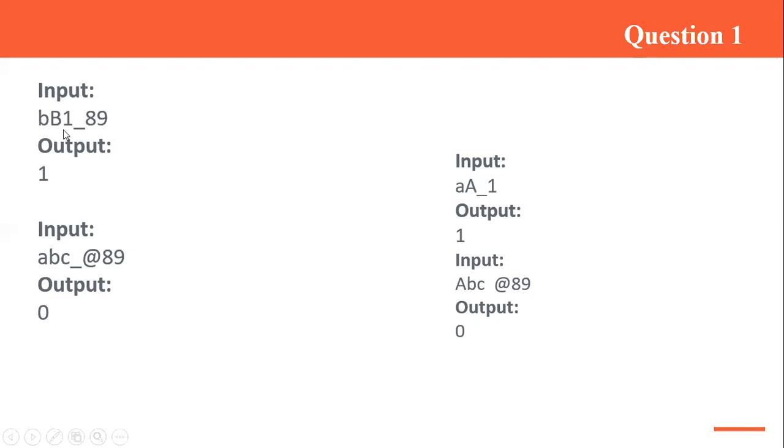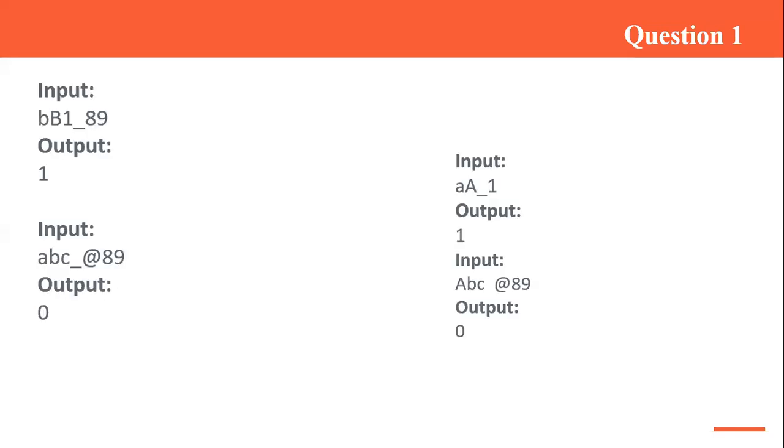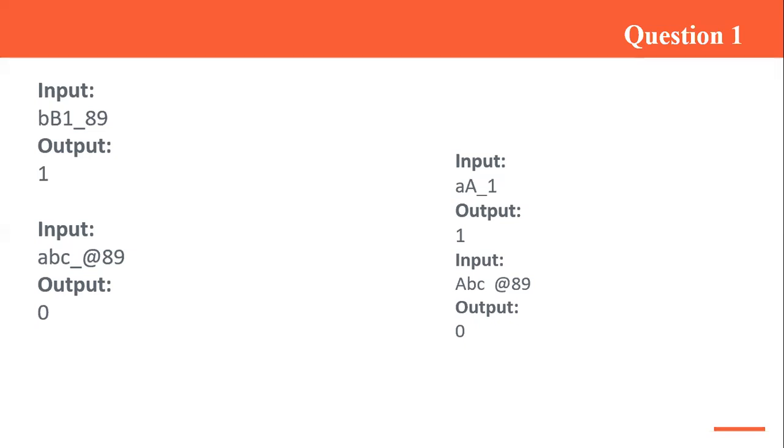Now tell me, what is the length? Is the length greater than 4? Yes. So according to length, it is valid. What's the next condition? At least one number in it. Do we have a number in it? Yes. 1 is there, 8 is there, 9 is there. So it has numbers. Third condition, one capital letter. Do we have a capital letter? Yes. Capital B is there.